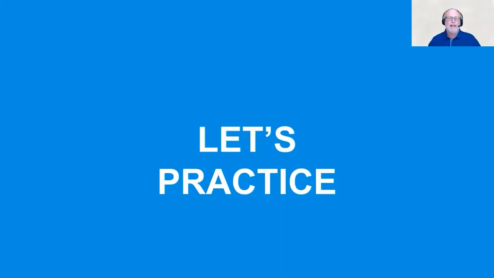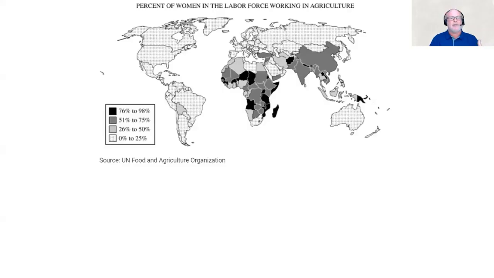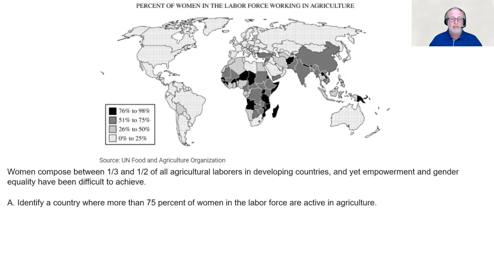So let's practice. What kinds of questions might we see that are going to ask us to use some of these skills? This map is a choropleth map. We can clearly see the data as the shading gets darker, the elevation of the data, and it says percentage of women who are working in agriculture. Right? And the first question, it's going to give you a prompt. It's going to say women compose 1/3 to 1/2 of all agricultural laborers, yet empowerment and gender equality have been difficult to achieve. The first question asks you to identify a country where more than 75% of women are working in farming.